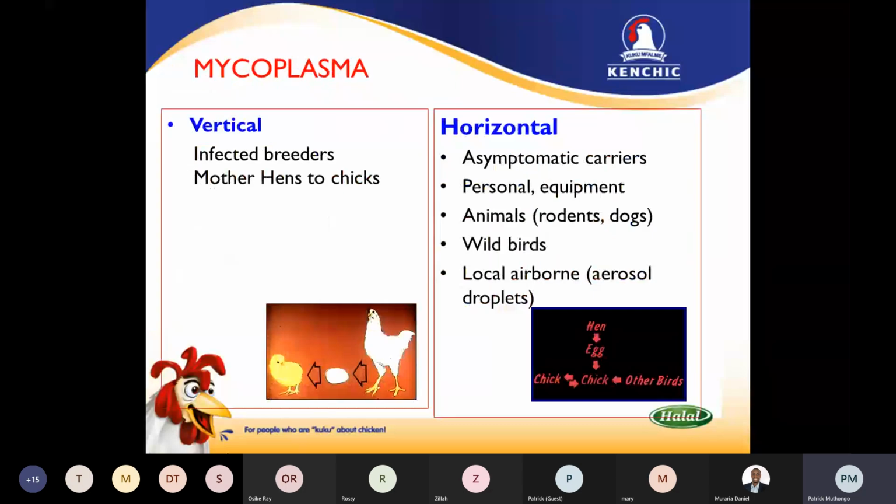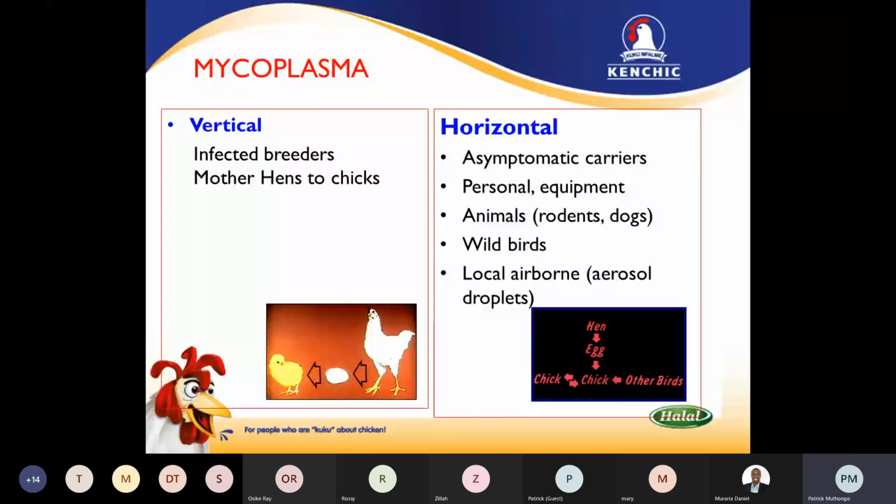Mycoplasma, KENCHIC really has 100% control over mycoplasma in chicks, especially coming from a vertical perspective, that is directly from the breeder farms. Otherwise, we also have a horizontal transmission by asymptomatic carriers, personnel, equipment, animals, just having rodents around the farm. Always ensure that you're baiting, you have bait stations, your dogs are far away from where you have your poultry unit.